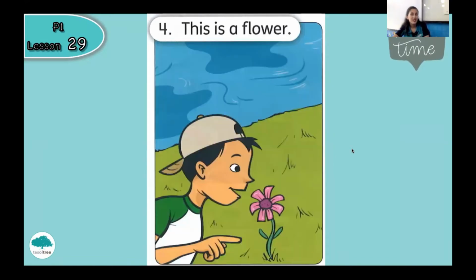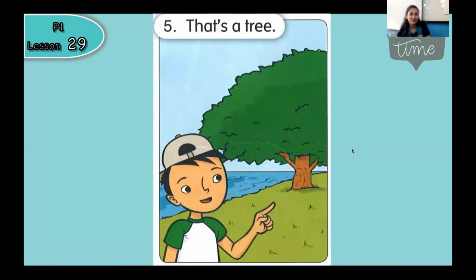Let's read another sentence. This is a flower. This is a flower. Let's do it together. This is a flower. Excellent, P1. Continue. That's a tree. Read with me. That's a tree.